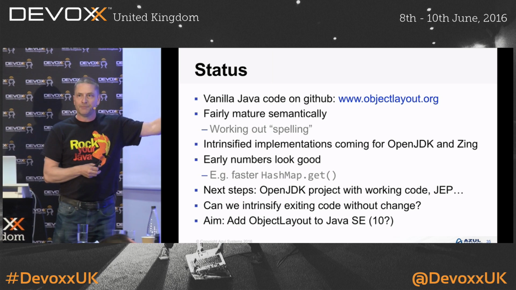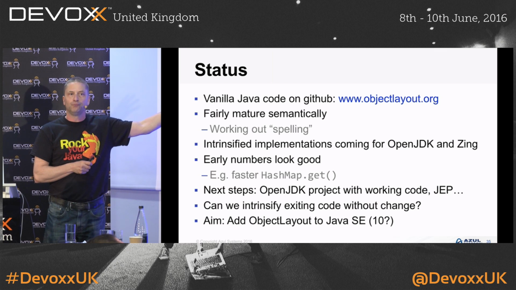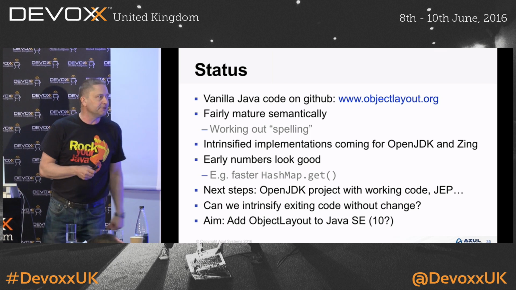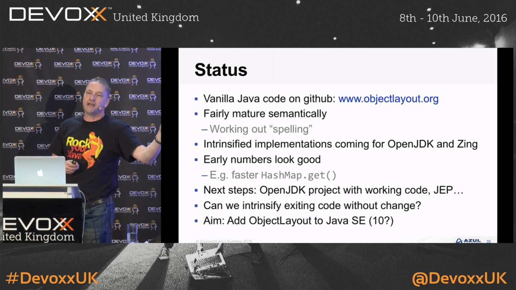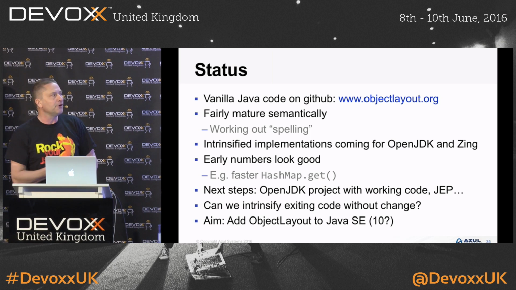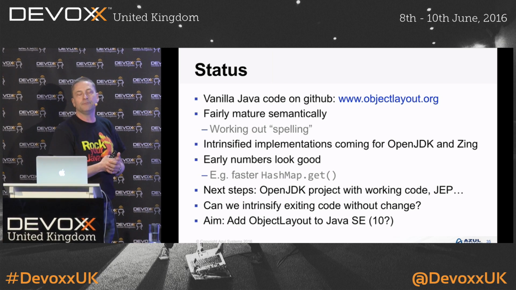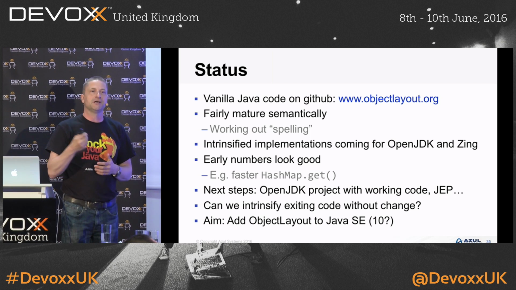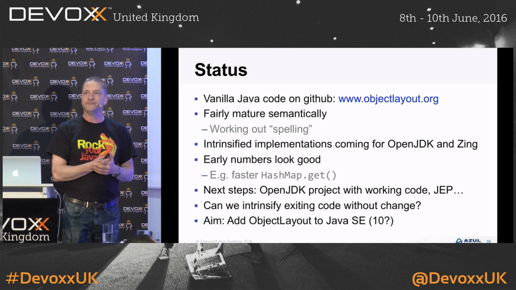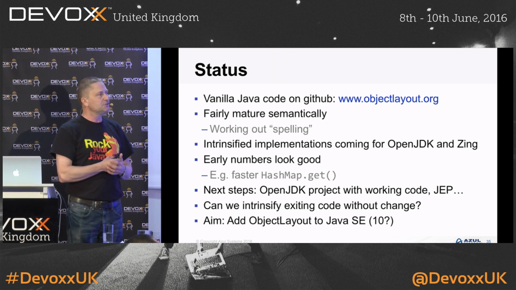And some of the performance numbers that we've got look pretty good. We've tried implementing HashMap with the get operation, and we get about a 6% improvement in performance by using this. So that's the kind of thing that can be quite significant if you're doing a lot of HashMap type operations.